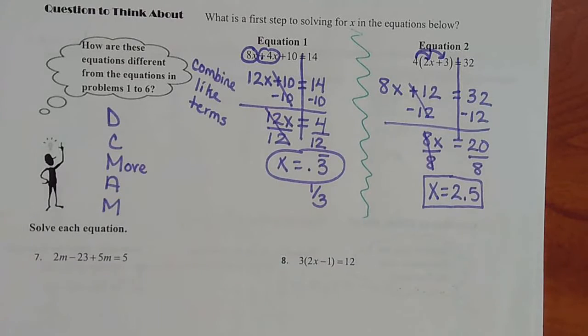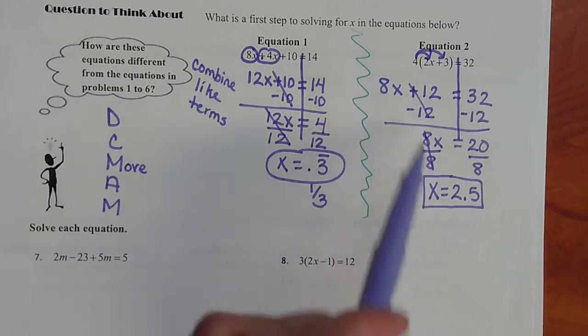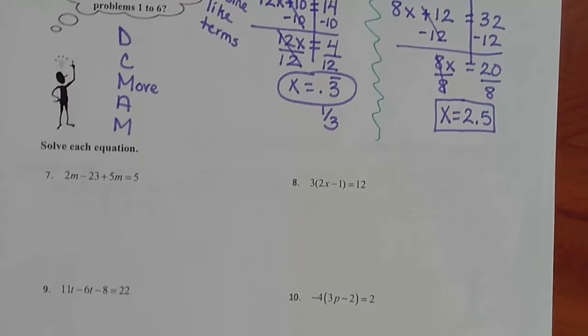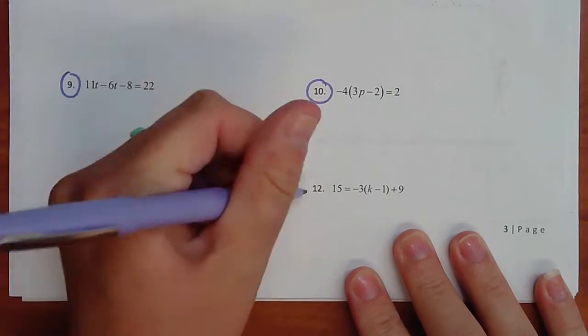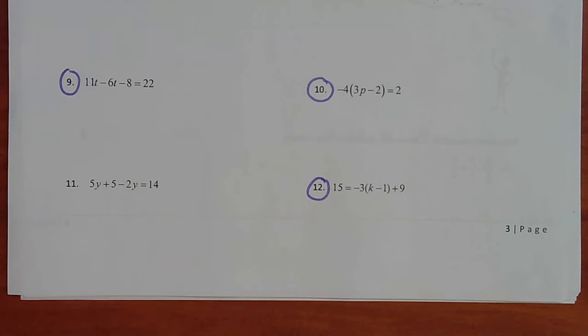And then you're done. So there are two different types of equations that you're going to see today. You're going to have some that maybe you need to combine like terms. You're going to have some that maybe you need to distribute. What I want you to do on your own is try numbers 9, 10, and just for fun, number 12. Try those ones on your own. We'll walk through them in a second, but this is your way to see where we're at, and then we'll check them.